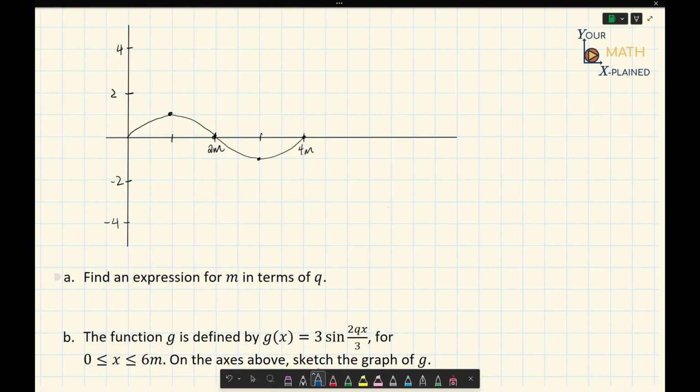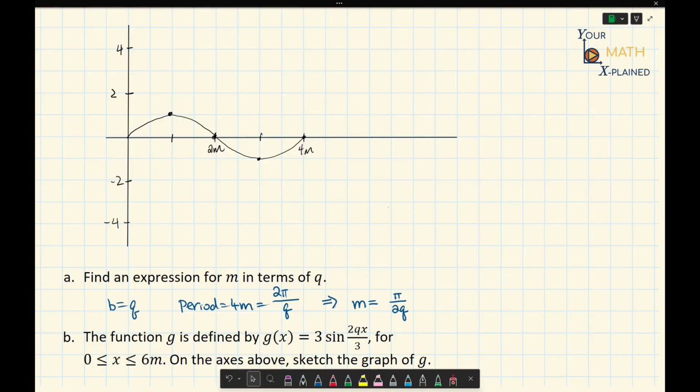So since our function f of x is equal to sine of q times x, that tells us the b value here is q. And our period is equal to 4m, but we know that that is equal to 2 pi over our b value, which is q. So now, if we were to isolate m, we get m is equal to 2 pi over 4q, so m is equal to pi over 2q.